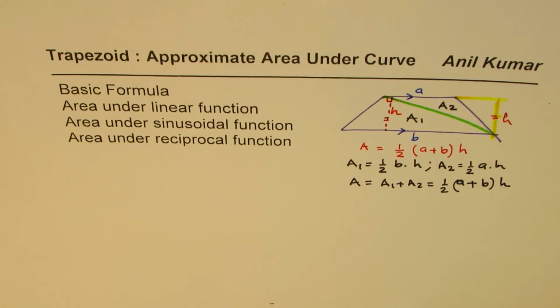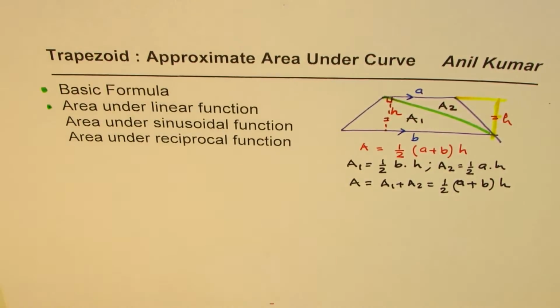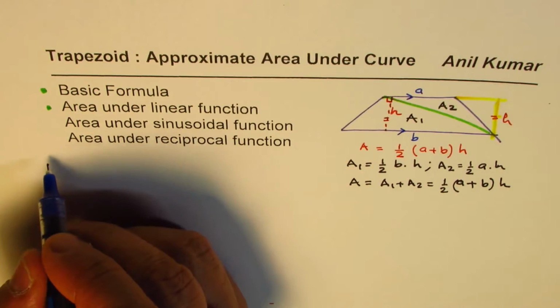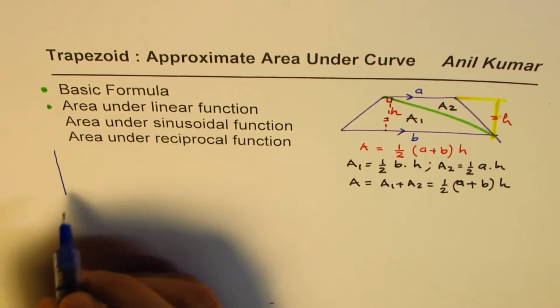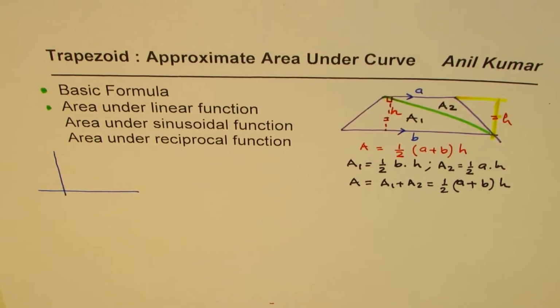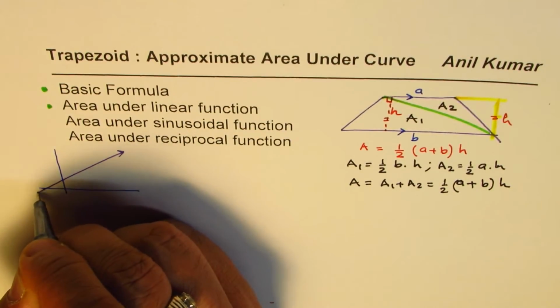Now how does it help to find area under a curve? We'll see that part. So we have already done this part, which is the basic formula. Now let's look into area under a curve. So I'll begin with a very simple example. Let's take a straight line as a curve. So let me sketch a straight line. This is a straight line going in both directions.